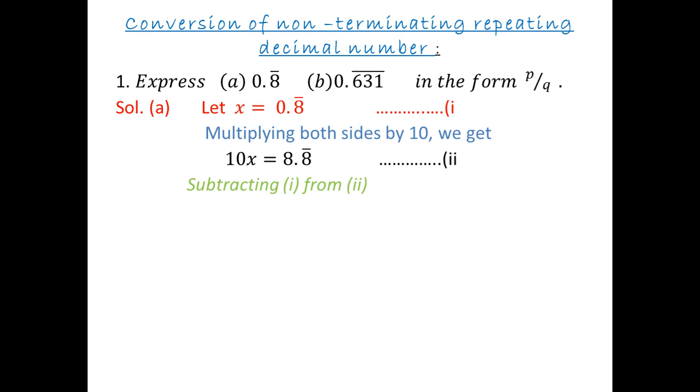Now subtract 1 from 2. When you subtract, left hand side from left hand side and right hand side from right hand side, 10x minus x is equal to 8.8 bar minus 0.8 bar. Left hand side is 9x and right hand side will be 8. Now you can find the value of x, which is 8 by 9. 8 by 9 is our rational number. So 8 by 9 is our answer.